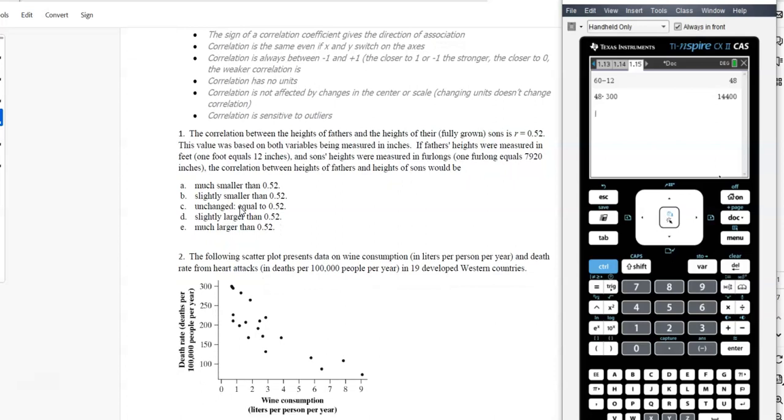First one, correlation between the heights of fathers and heights of their fully grown sons is R equals 0.52, so moderate. It would be the strength there, and it's positive. The value is based on both variables measured in inches. If the father's heights were measured in feet, so we do some conversion there, and the son's heights were measured in furlongs, each furlong equals 7,920 inches, the correlation between the heights of the fathers and the sons would be, and the answer there would be unchanged. So converting doesn't change the R value.